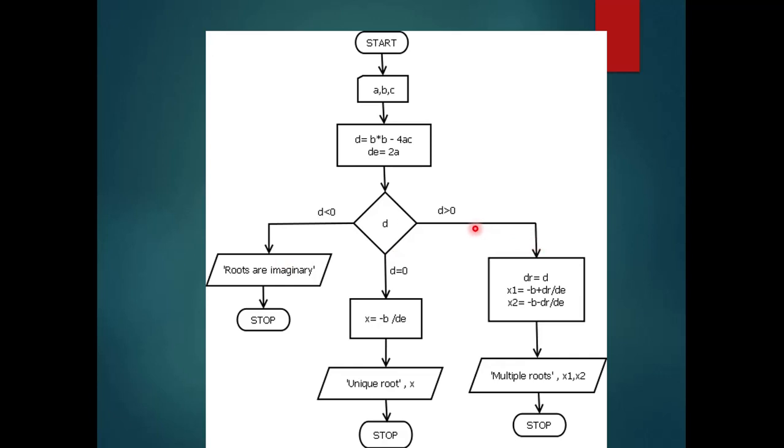In case this is greater than 0, then you'll have multiple roots, and we'll consider dr as the square root of d, and we'll say x1 as minus b plus dr by d, and x2 is minus b minus dr by d. So we'll have the multiple roots x1 and x2, and it should stop here.